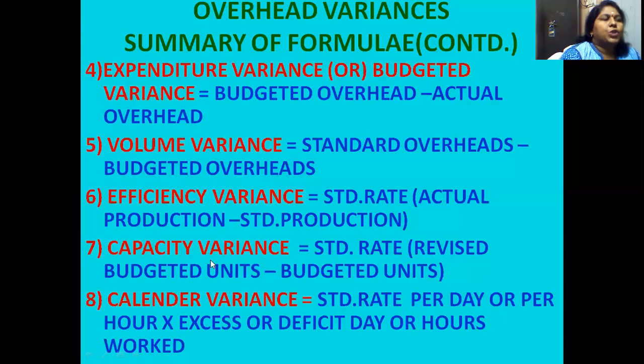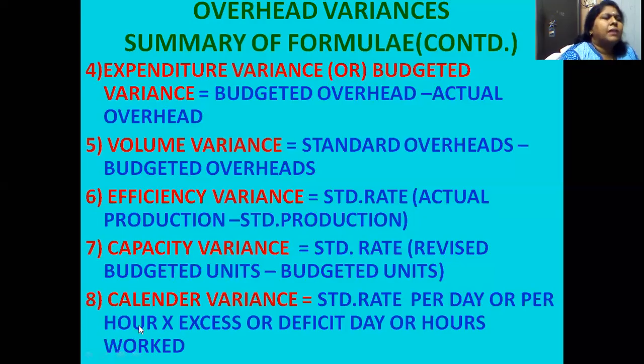The seventh one I mentioned over here is capacity variance. How to calculate capacity variance? To what extent a company can produce units within this time is called capacity variance. So again, we need to compare two things: revised budgeted units minus budgeted units. Just look at the problem, whether the revised budgeted units is given or not. If it is not given, we need to calculate it.